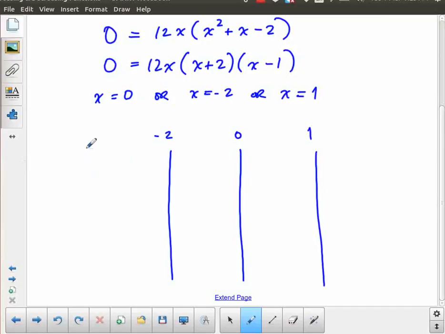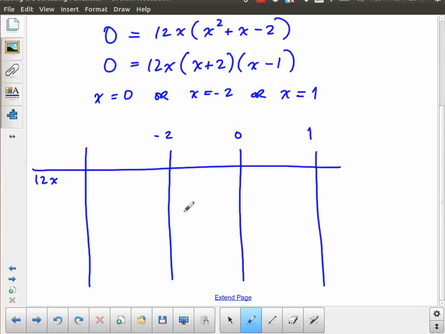And I need one extra line here because I'm going to put my factors down the side here. You could put 12x here, or you could just put x. You just have to be careful in case this is a negative value. Make sure you preserve that.